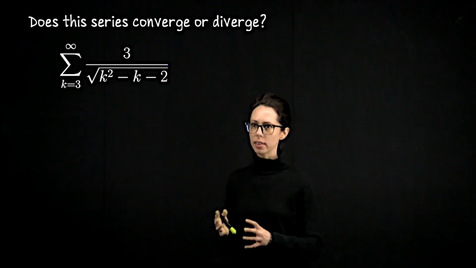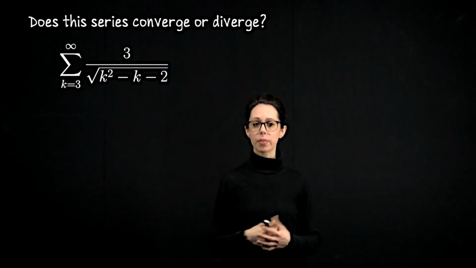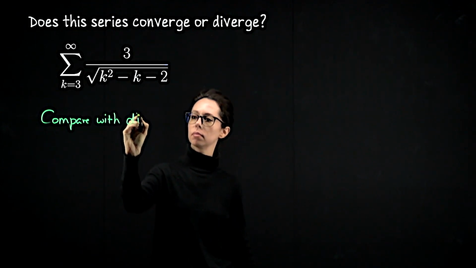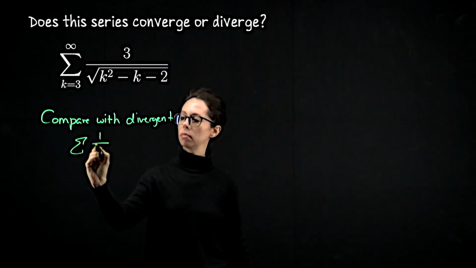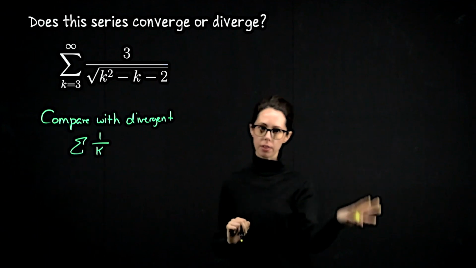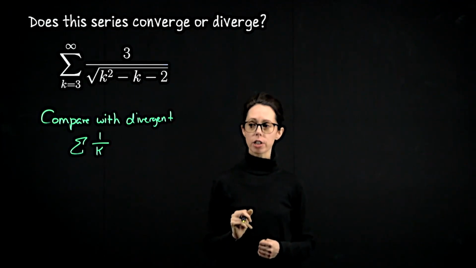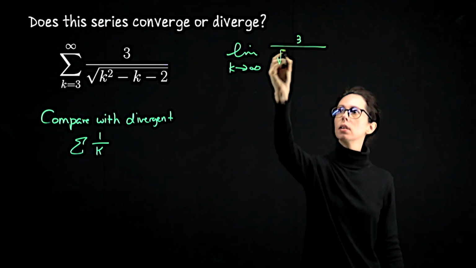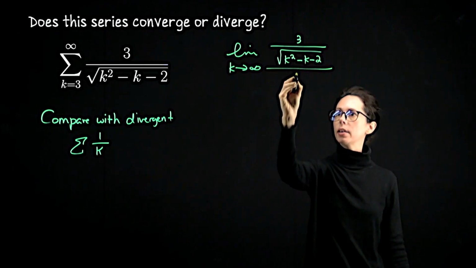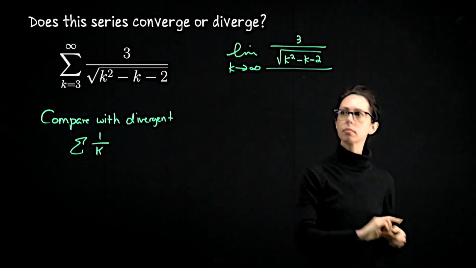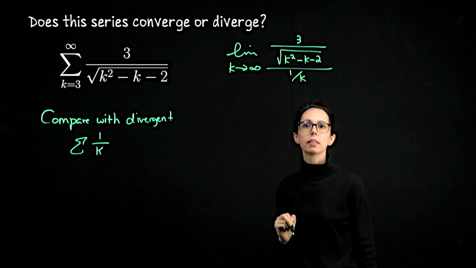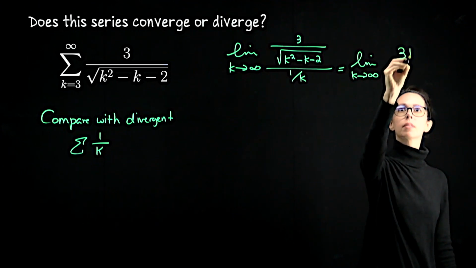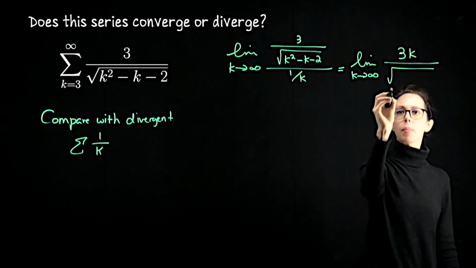Okay, here's what I'm going to do: look at the denominator and say that the most important behavior down there is the square root of k squared, which is k. So let's compare with 1 over k. That is the divergent harmonic series. So if I set up the limit of this ratio and I get to a finite positive number, we'll know that our new series diverges. Okay, so we want to take the limit as k goes to infinity of 3 over the square root of k squared minus k minus 2, divided by 1 over k. Let me write that over here as the limit as k goes to infinity, multiplying by the reciprocal, and we get 3k divided by the square root of k squared minus k minus 2.